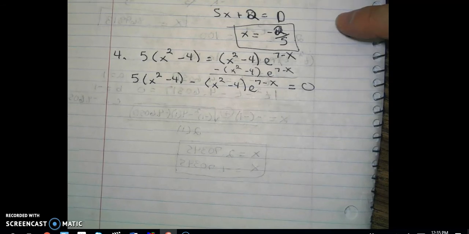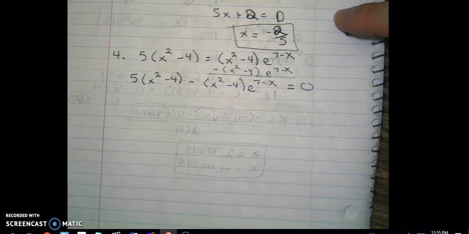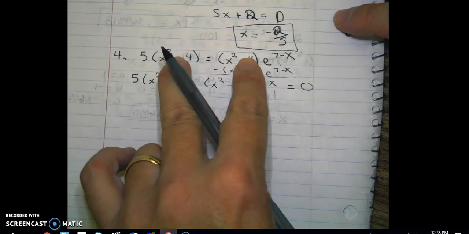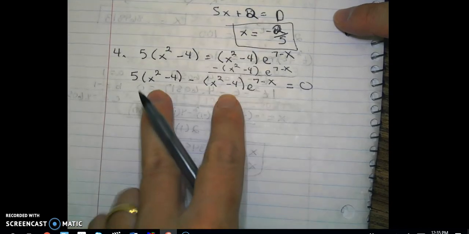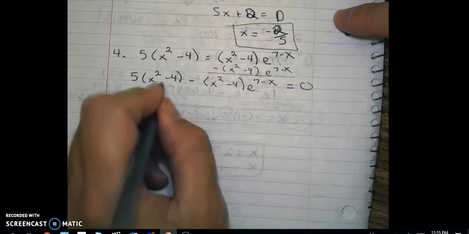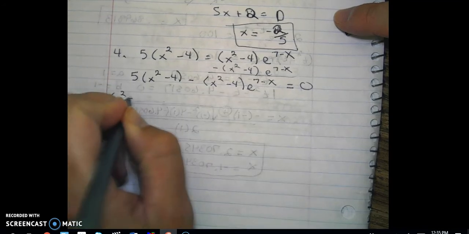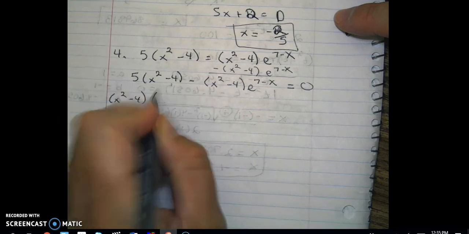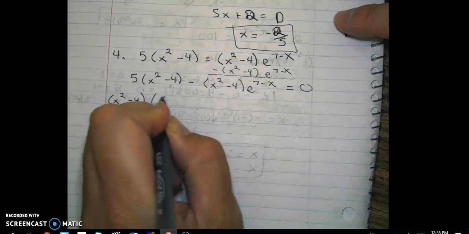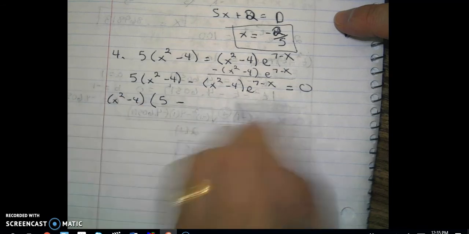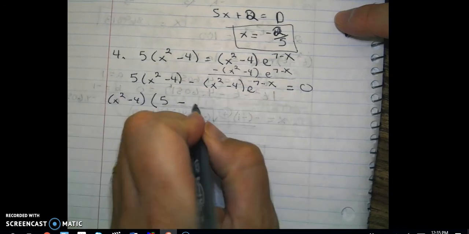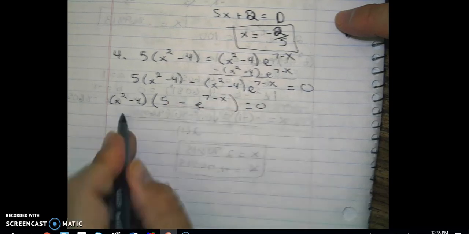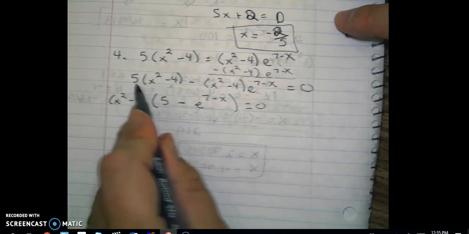Well, now why did I do that? Since I noticed that they had this in common. When you have something in common, that means that you can factor it out. So I'm going to factor out an x squared minus 4. When I factor it out of this term, I get 5. When I factor it out of this term, I get e to the 7 minus x. You see how that made it an easier problem than this?